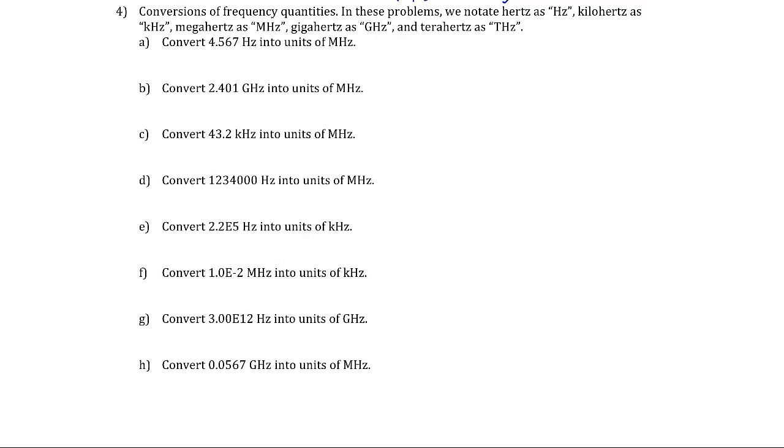So I'm going to go ahead and take my 4.567 hertz, and I'm going to convert it into megahertz by multiplying by 1 times 10 to the 6th. No. Let's see, I need to have hertz in the denominator, and I want to have megahertz in the numerator. So 1 megahertz in the numerator is equal to 1 times 10 to the 6th hertz in the denominator. Okay, so it's 1,000,000 hertz per 1 megahertz.